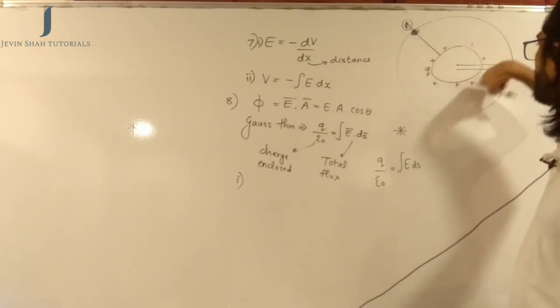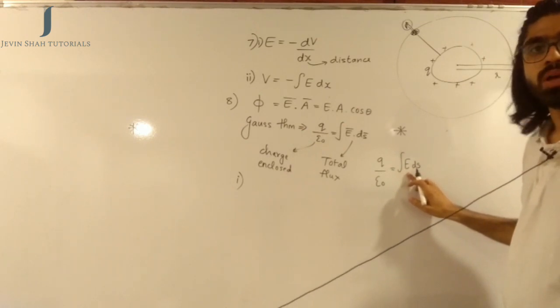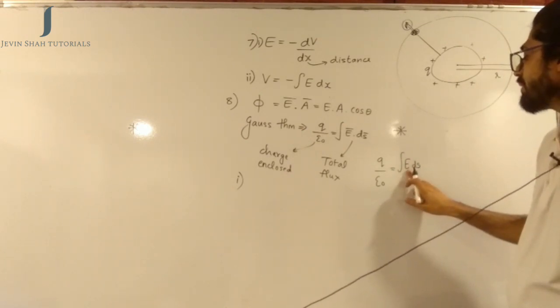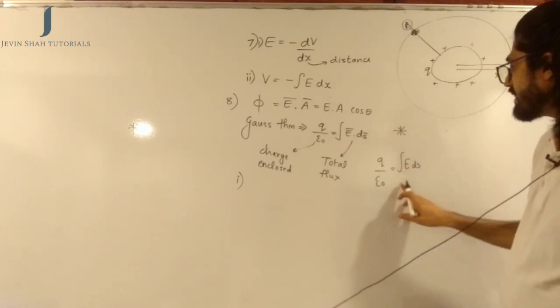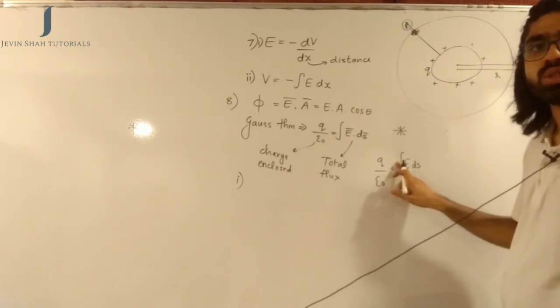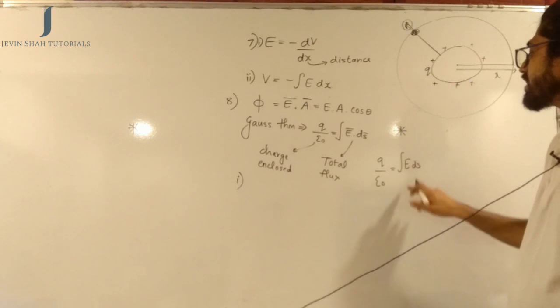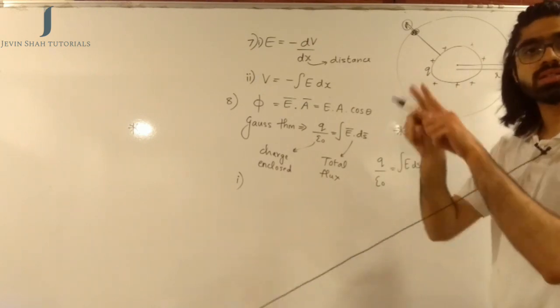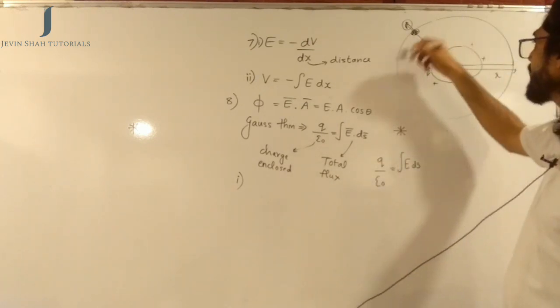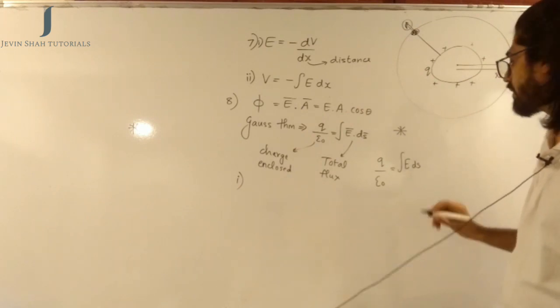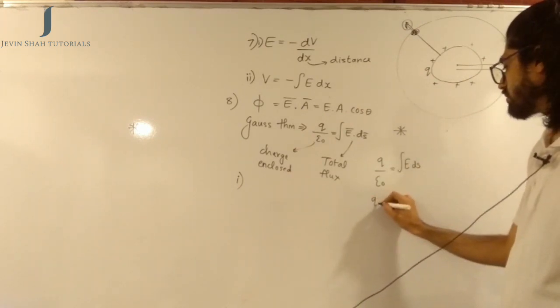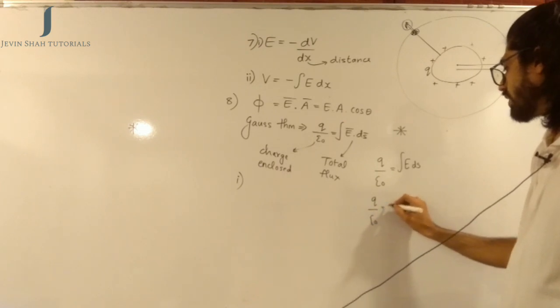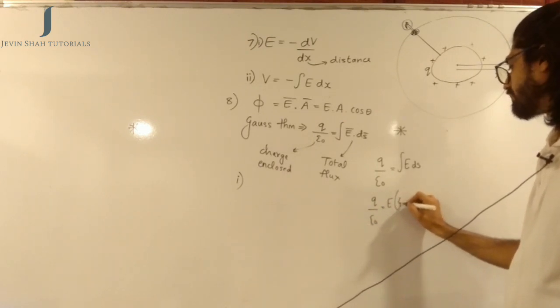At every point on the sphere, the E value will be the same. So because E value is the same at every point on the surface of the sphere, that E is constant, and E is constant, so it comes out of integration, and you are left with integration ds, and integration ds is the total surface area of the sphere, which is 4 pi r square. So integration E ds becomes E into 4 pi r square.